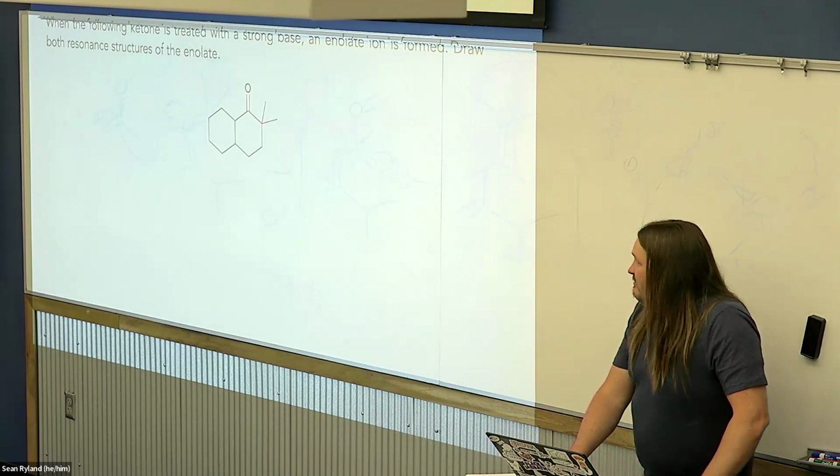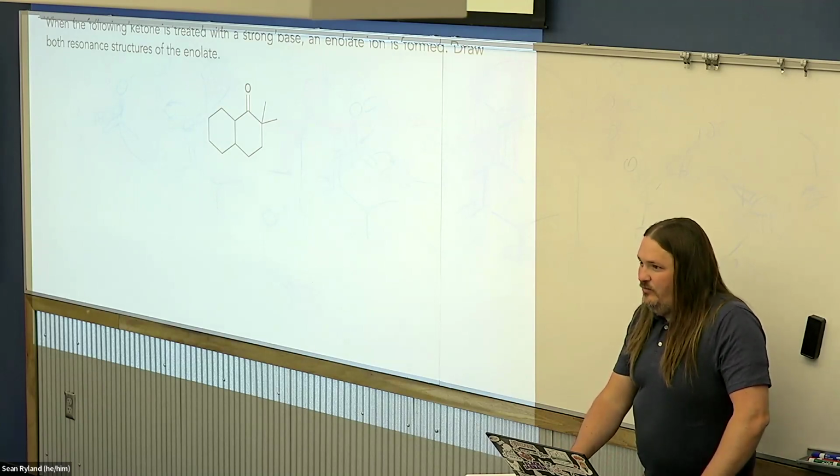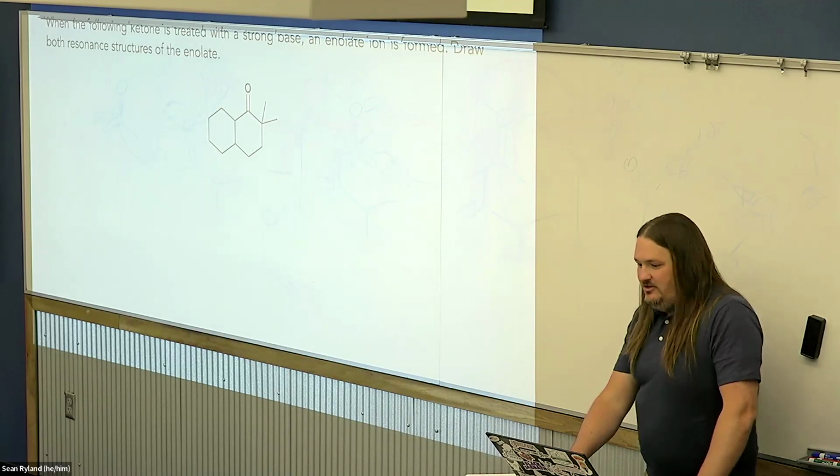For this molecule, there's just more practice. We only get one enolate ion with two resonance structures. So try drawing it.